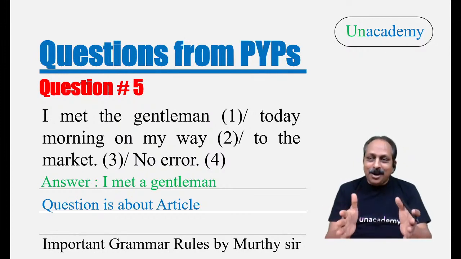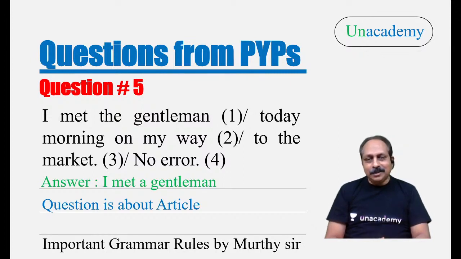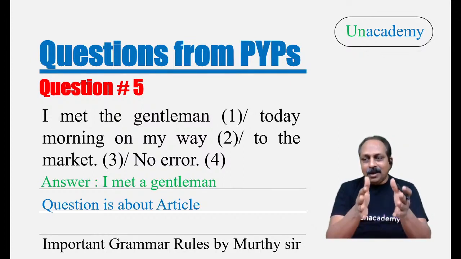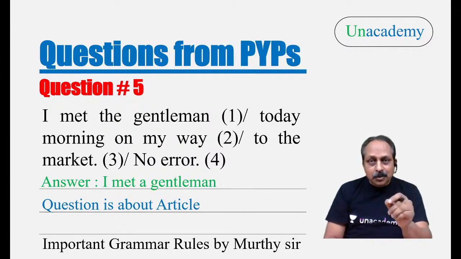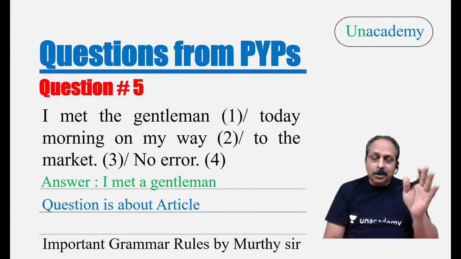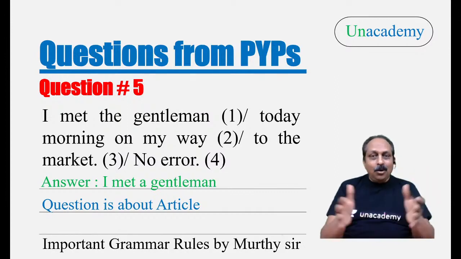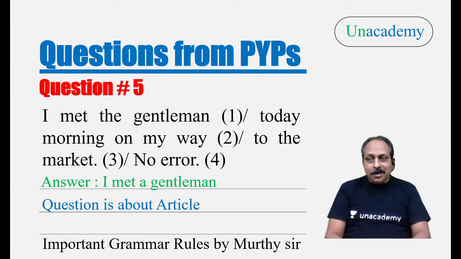No one has got it right. That is really surprising. And what is this question about? Article. This is what I call contextual awareness. You have learned the rules related to articles. You all know. Still, you could not get it right.